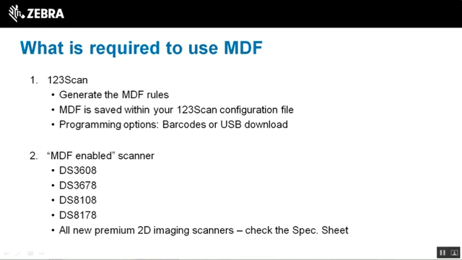That's what MDF does. What's required to use MDF? Two things, 123scan and an MDF-enabled scanner. 123scan is used to generate the MDF rules, and the MDF programming is saved within your 123scan configuration file, and you have two programming options. You can scan programming barcodes or do a USB download to your scanner. And you can use Zebra's SMS, the Scanner Management Service, to remotely deploy MDF chain-wide.